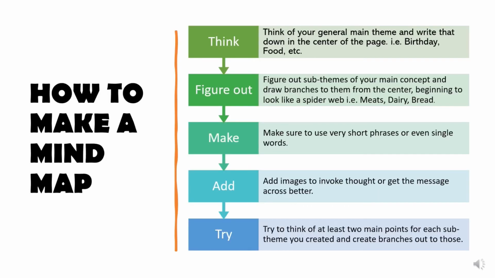How to make a mind map. Think of your general main theme and write that down in the center of the page, such as birthday, food, etc. Figure out sub-themes of your main concept and draw branches to them from the center, beginning to look like a spider web, i.e. meats, dairy, bread.